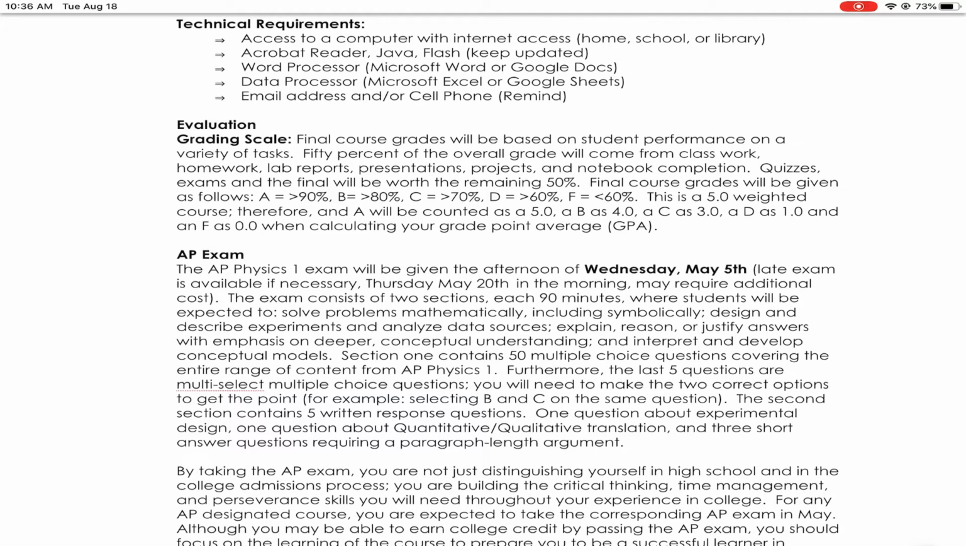And then a cell phone can be really nice for Remind, which is an app that you can just text me, essentially, and I can text you back and send messages out to our whole class. Yeah, we'll go over it more later.